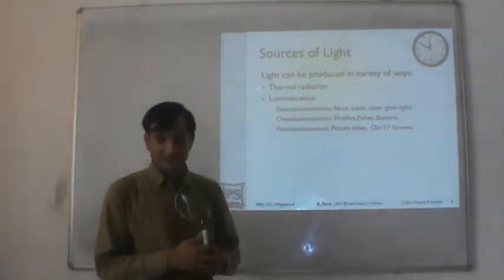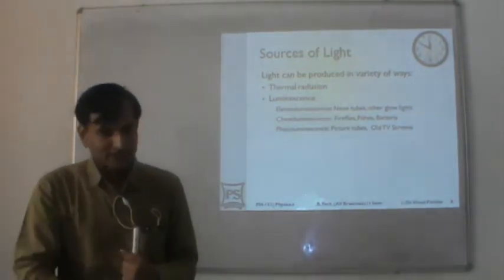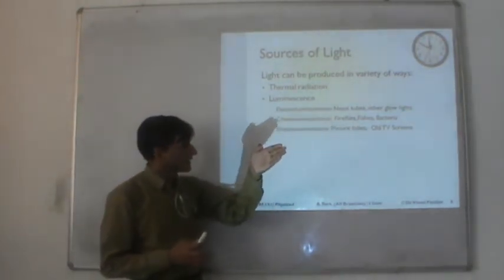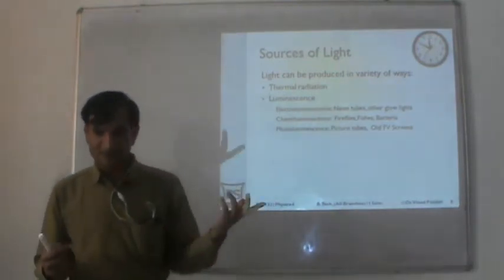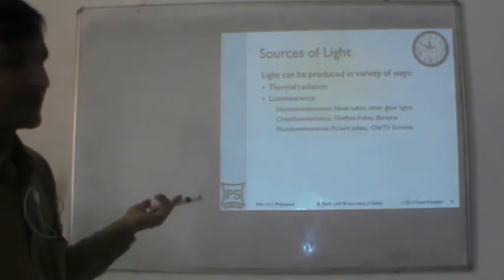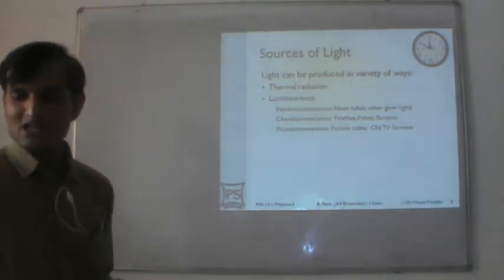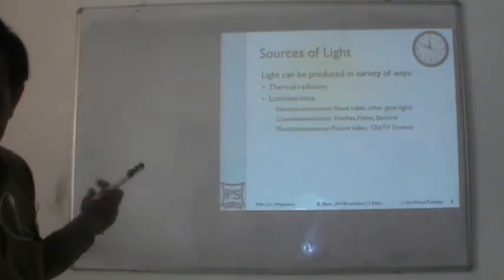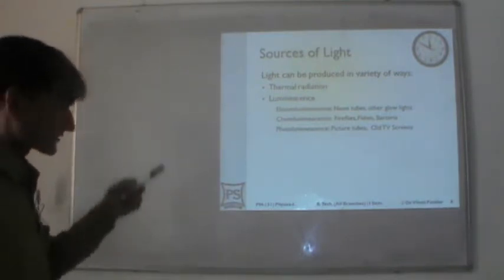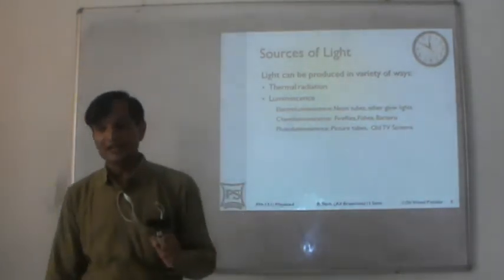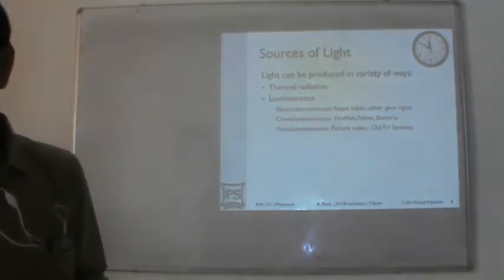And photoluminescence is a phenomenon when you have a phosphor coating on a certain surface, and light is produced when certain particles, sometimes electrons, sometimes other charged particles, strike this phosphor screen. The old TV screen, the picture tube kind of screen, is not LED. So all picture tubes have this mechanism of production of light.